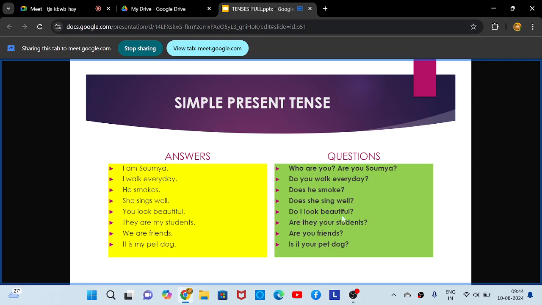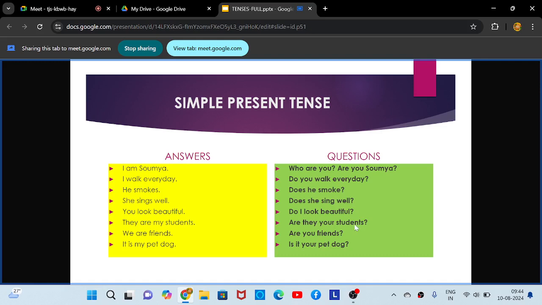Next is, do I look beautiful? So I is actually singular, but we have to consider it only as a plural subject. That is an exception in English. You can't write does I look, you can write only do I look. Do I look beautiful? The answer is yes, you look beautiful. That is also in simple present tense.